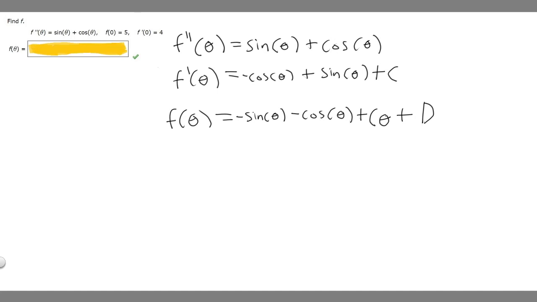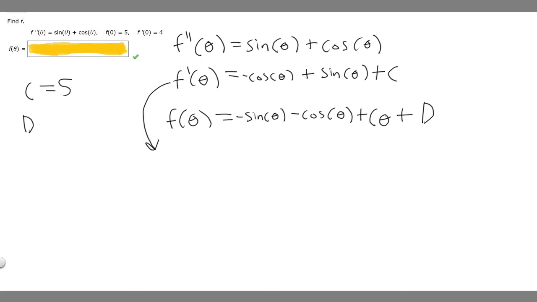And then, let's try and solve for these variables first. We're told that f prime of 0 is equal to 4. So if we plug in 0 and 4 into this, we can solve for c. So we're going to use this formula. We know that f prime of 0 is equal to 4. So 4 equals minus cosine of 0. Cosine of 0 is 1, so this becomes minus 1 plus the sine of 0, which is 0, plus c. If we add 1 to both sides, we know that c is going to be equal to 5. I'm going to write that over here, c equals 5.